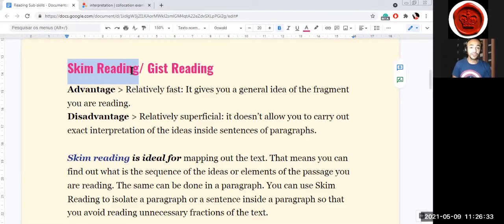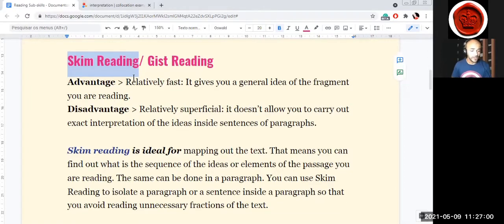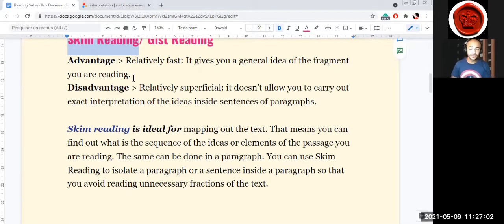You can use skim reading to isolate the part of the paragraph or the part of the text where the topic is being dealt with, and then you can read it carefully. And that's why it's so good. There are types of questions in the IELTS test in which you can simply apply skim reading, and that will be enough for you to answer safely all the items in the question. Okay, so skim reading is ideal for mapping out the text. That's right. It's one of the most important things in any reading test, in any proficiency exam.